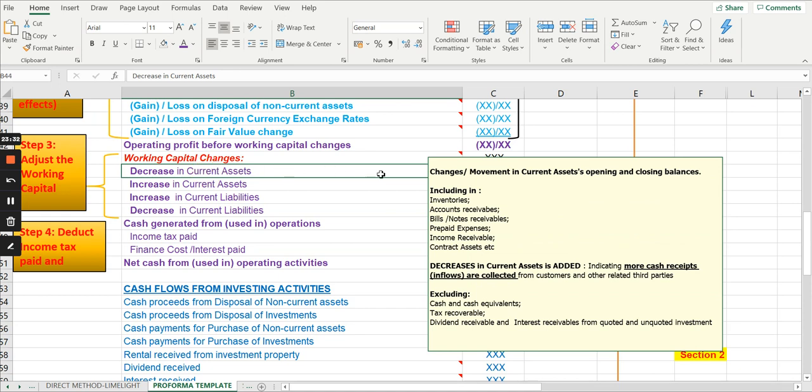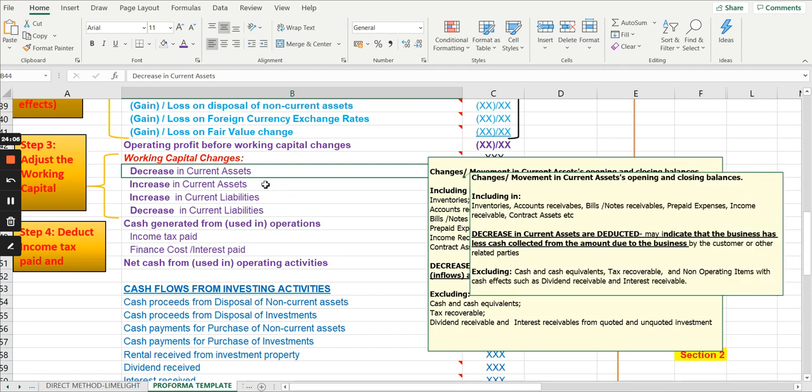So decrease. Why? What is the adjustment? I mentioned earlier, a decrease will have to be added. Why do we add? We add because we have more cash receipts collected from the customer. Let's say you have a decrease in accounts receivable. From the opening balance, now at the end of the year, it has reduced from 100,000 maybe to 70,000. So that 50,000 indicated that you have managed to collect some cash from the customer. So therefore, it is being added.